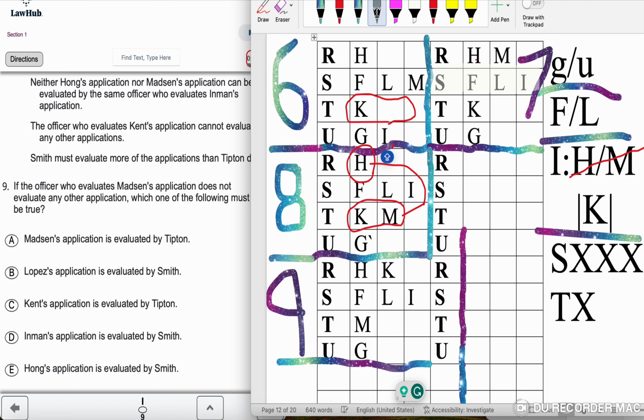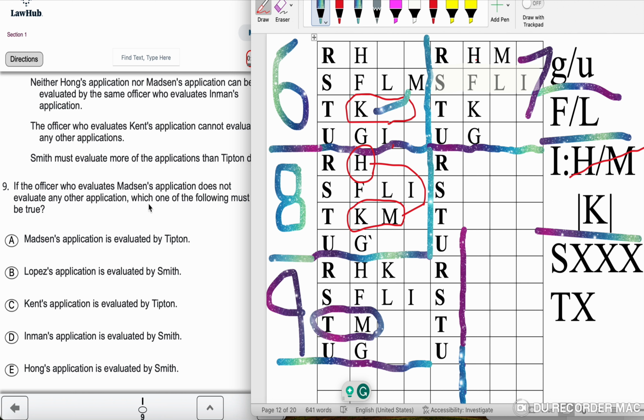And what I like to do is give you a better view of what I'm looking at. So basically the officer who evaluates M does not evaluate any other. So M needs to be by itself. So M is going to be here. And if we really wanted to, we could rotate here, and we could use this game board as well. And if we really want to, we can use this game board too. And this is kind of like what we did right here. So we have M by itself in this game board. So let's see how this works out.